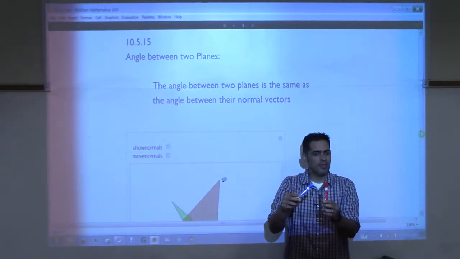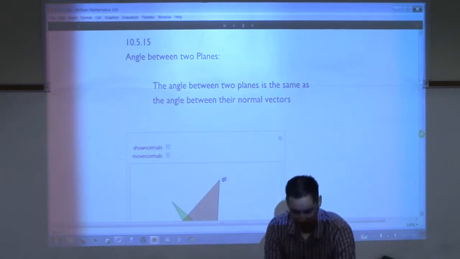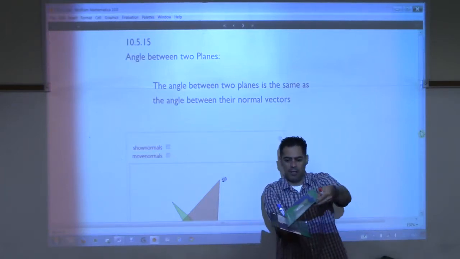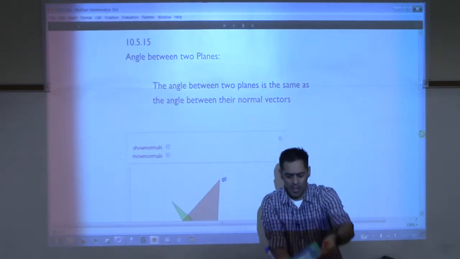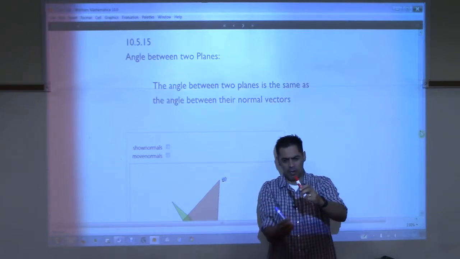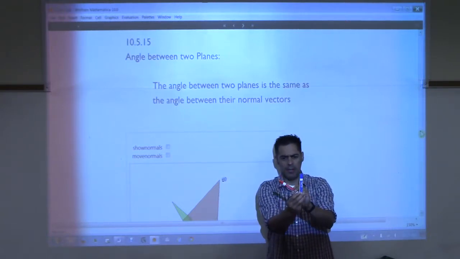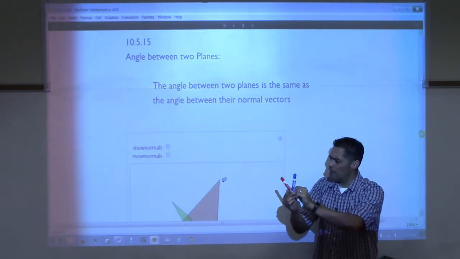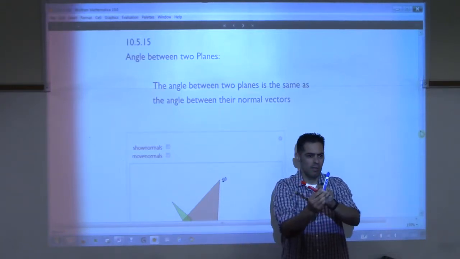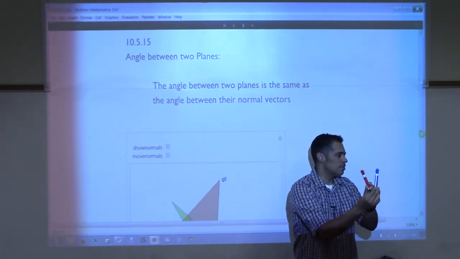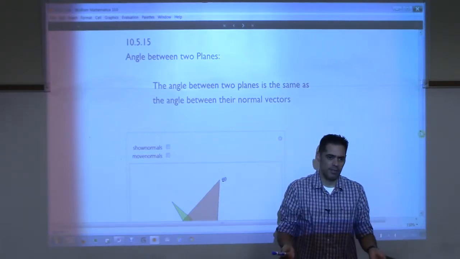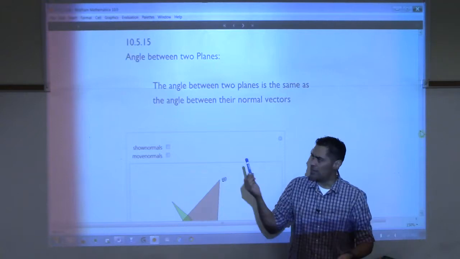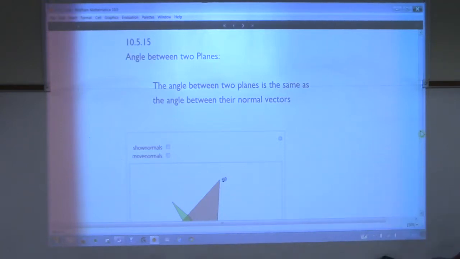And then any other scenario, like if the planes are tilted like this somehow, then the normals are going to be something, maybe like this. And so really we're just interested in knowing the angle between these two vectors. If we know the angle between these two vectors, then we know the angle between the planes. And that's what this is saying. The angle between two planes is the same as the angle between their normal vectors.